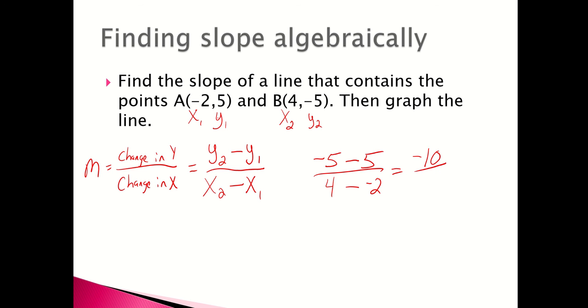Negative 4 minus negative 2, I'm sorry, back up. I said negative 4. It should be 4 minus negative 2. When you subtract the negative, you have to add, so that's 4 plus 2, which is 6. Can we simplify this fraction? We can divide both these by 2. It gives us negative 5 over 3. So m, our slope, is equal to negative 5 over 3.